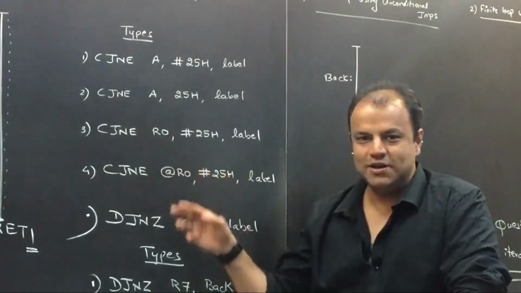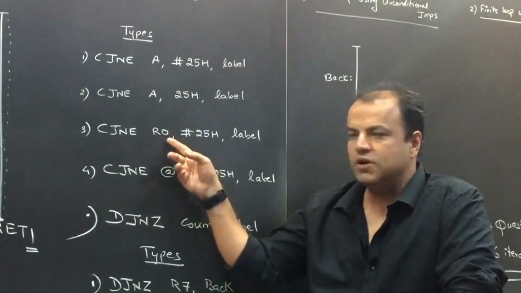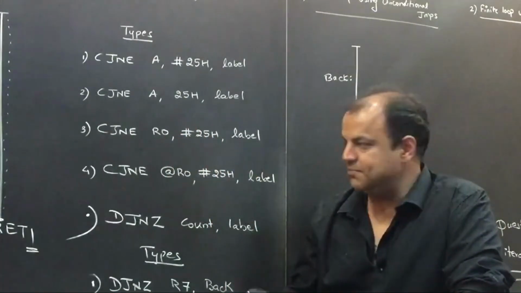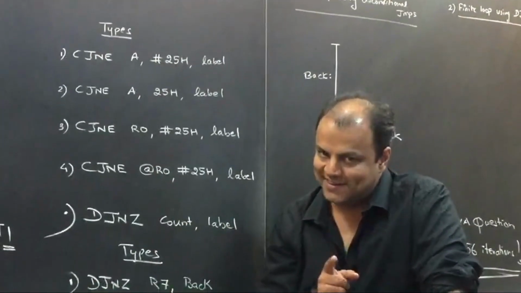CJNE R0, #25, label. It could have been any register over here; I'm just taking R0 as an example. So it will compare that register with the value 25. Again, the same thing. And the next will compare @R0. You know what @R0 is, right?